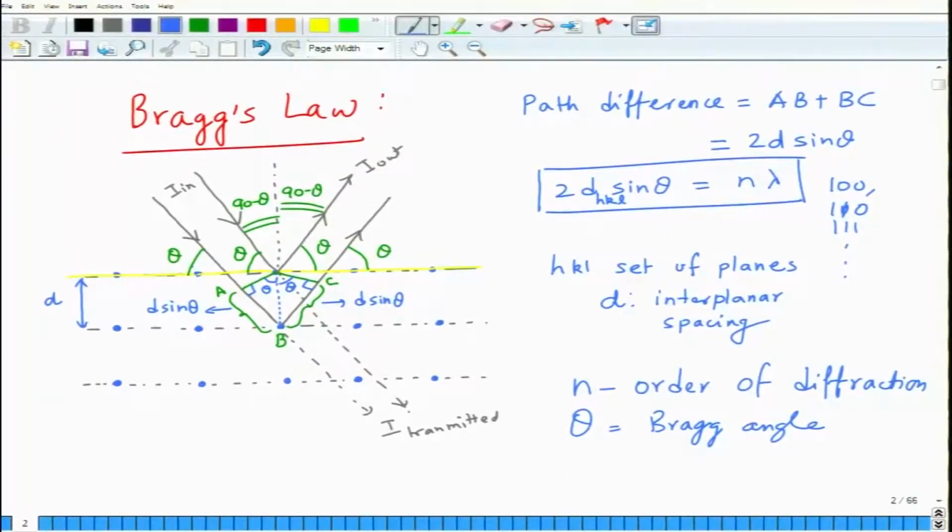Okay. So, the path difference must be equal to the integral multiples of wavelength, and theta in must be equal to theta out. And you can see the angle between the diffracted beam and the transmitted beam. What is this angle? This angle is 2 theta. The angle between the diffracted beam and the transmitted beam is 2 theta, corresponding to the Bragg angle.